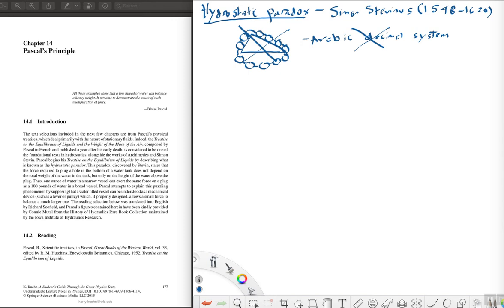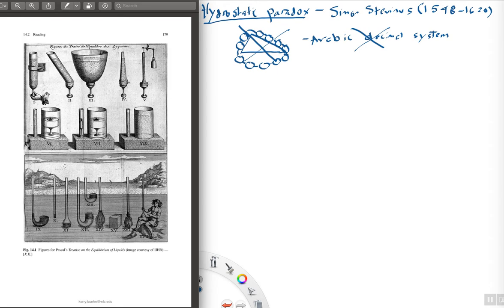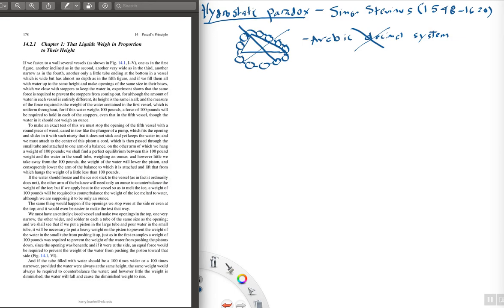So what is the hydrostatic paradox? Well, over here in the text, let's jump ahead 2 pages in, and Pascal talks about the hydrostatic paradox in these figures right here, and he refers to that in the text on page 178. So let me explain what the hydrostatic paradox is.